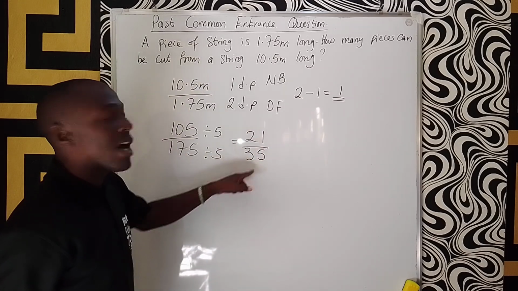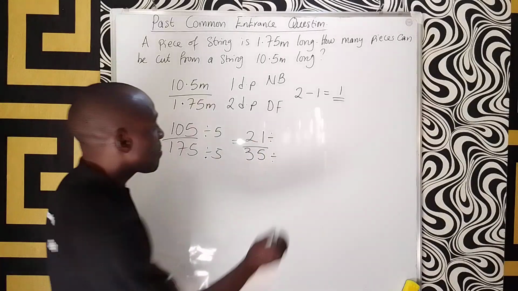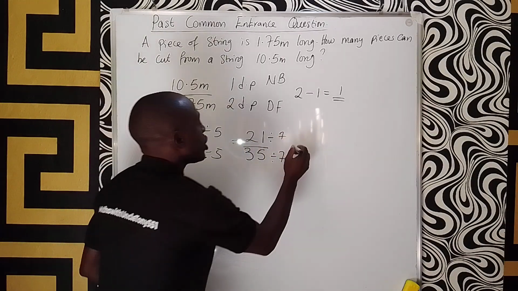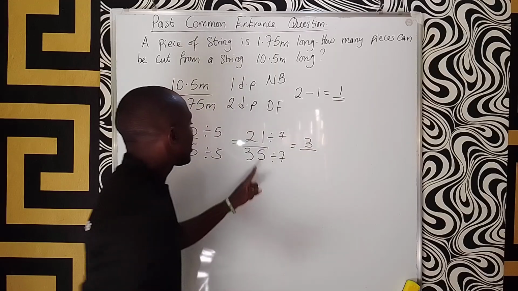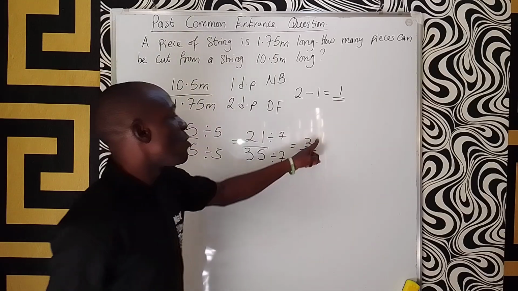So we have 21 over 35. We'll still divide. 7 can divide them. We have 7 here, we have 7 here. 21 divided by 7 will give us 3. 35 divided by 7 will give us 5. We have 3 over 5.